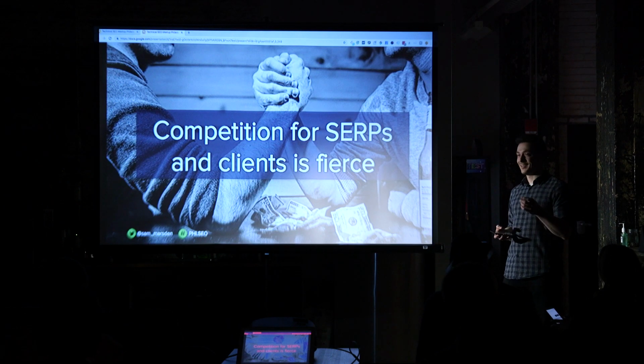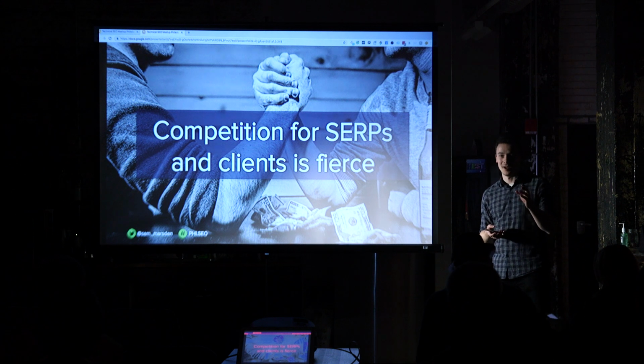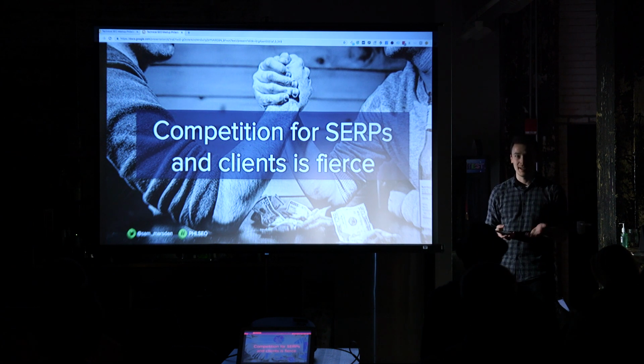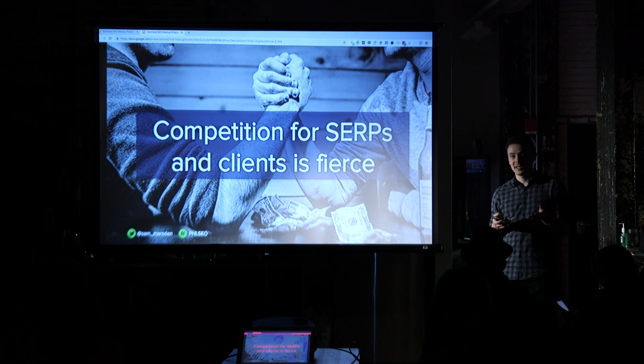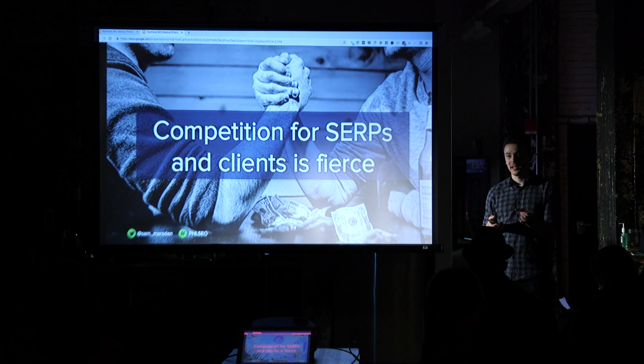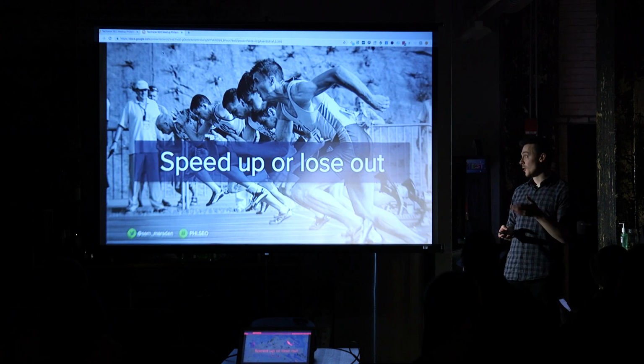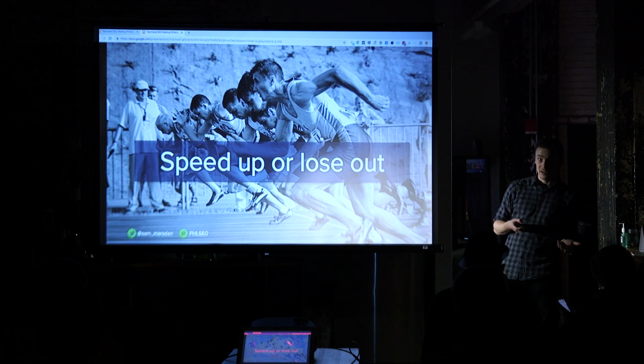Next slide. Right. So the second reason why we need to start automating reporting is because competition for SERPs is fierce. There's more competition for a shrinking opportunity within organic search, and it's really a case of we need to speed up, else we're going to lose out.